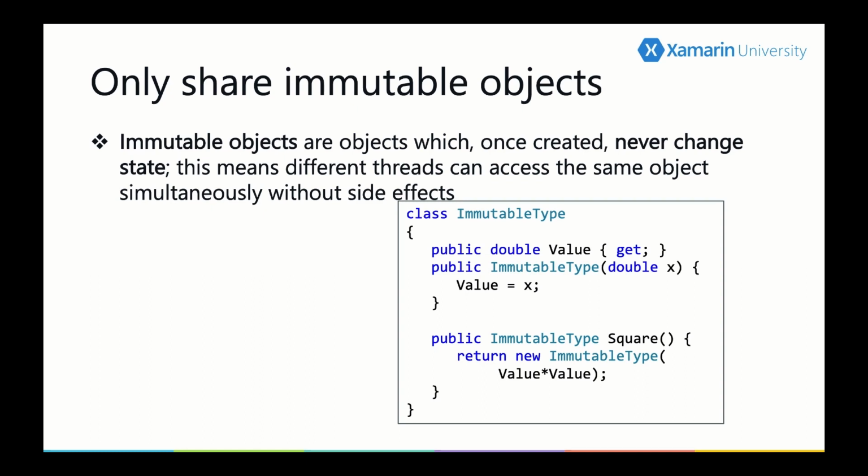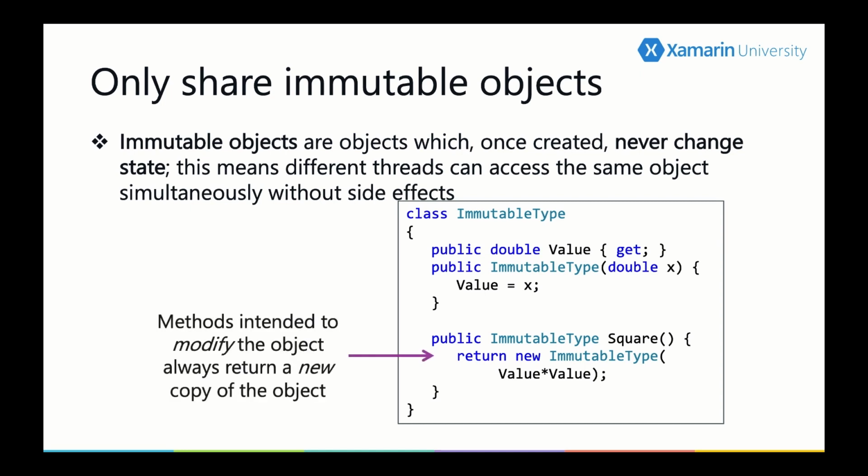All operations that are performed on a string will always return a new string object. So if we look at this example here, our class called ImmutableType, you see if we perform an operation on it, it creates a new instance and returns that. So there's absolutely no danger that two threads would be able to corrupt the state of this object.